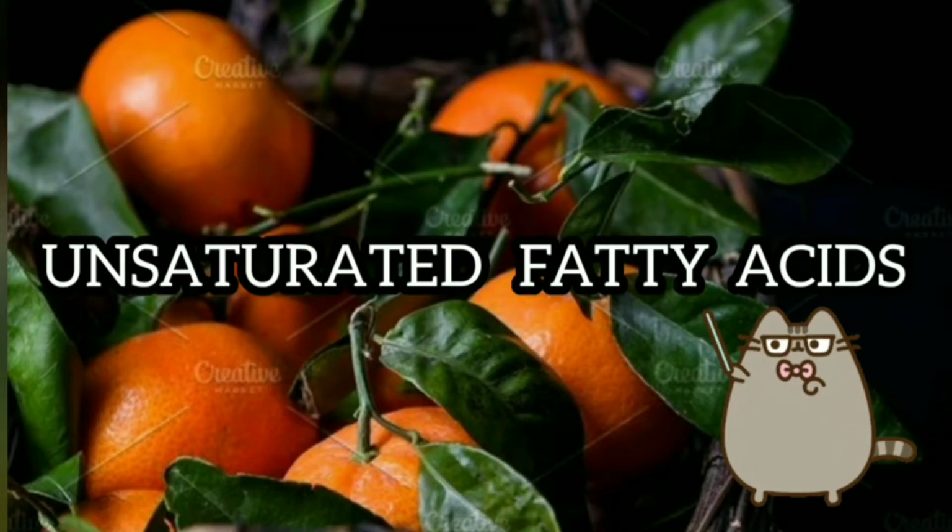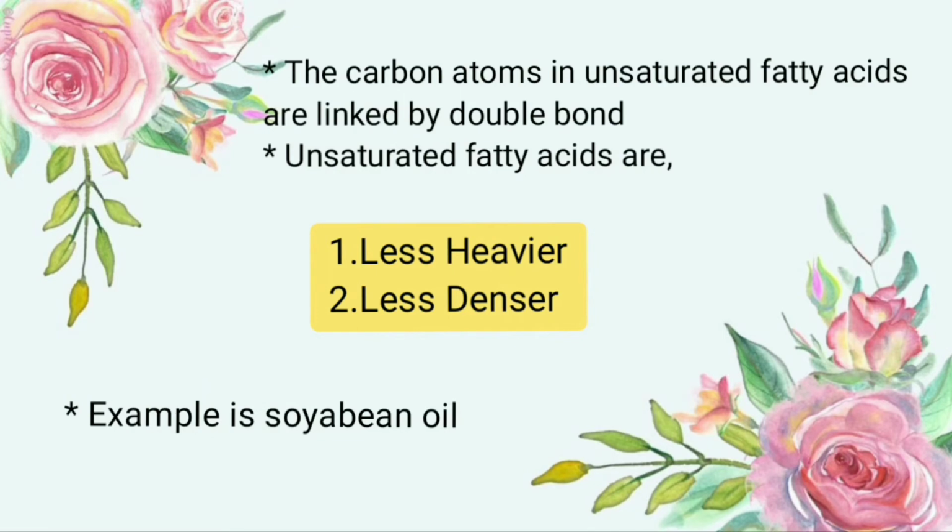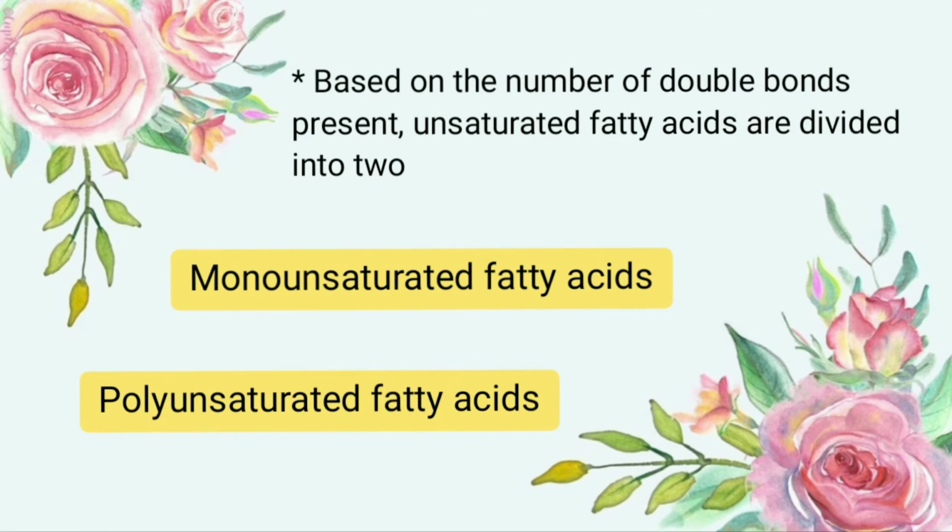Unsaturated fatty acids. The carbon atoms of unsaturated fatty acids are linked together by double bonds. They are less heavy and less dense. An example is soybean oil. Based on the number of double bonds in unsaturated fatty acids, they are divided into two. First one is monounsaturated fatty acid. Second one is polyunsaturated fatty acid.